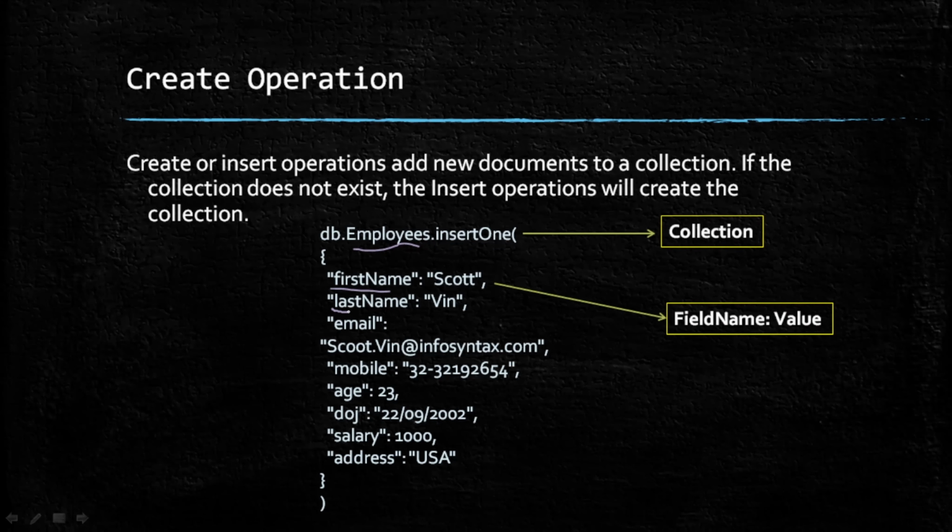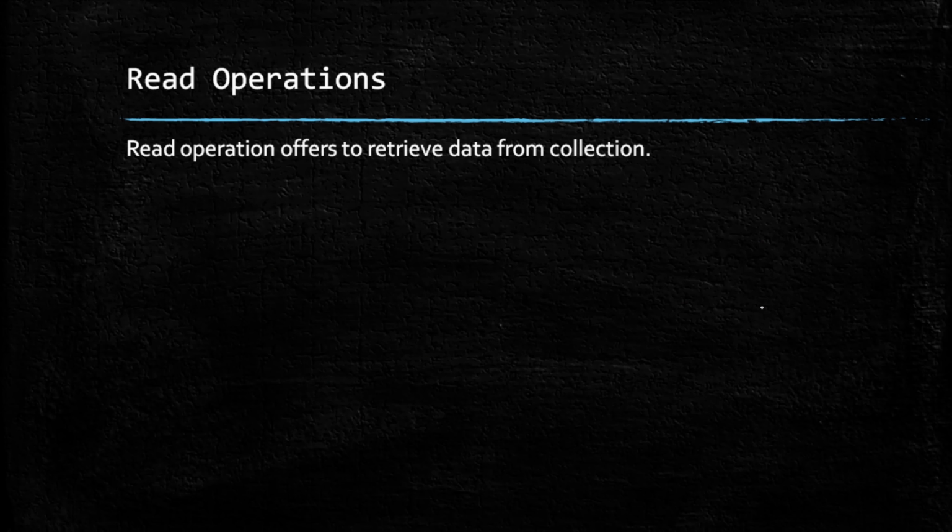We can see these are the field names of my document, where the data contain the value of that field. The field names and values are contained inside curly braces. Each one is called a document. Now we will understand the read operation.